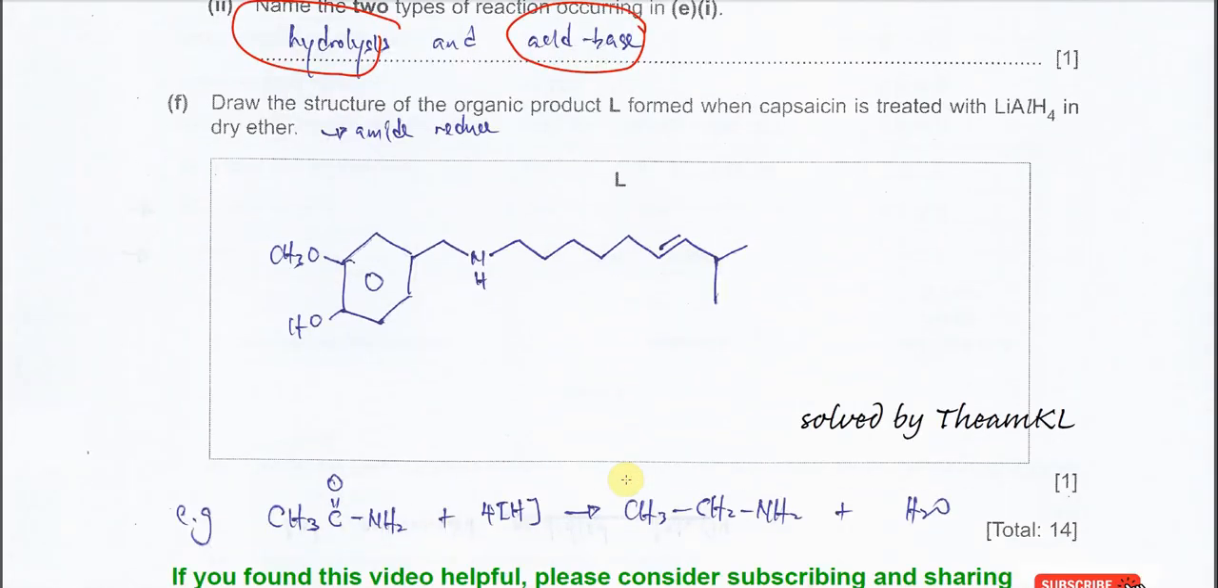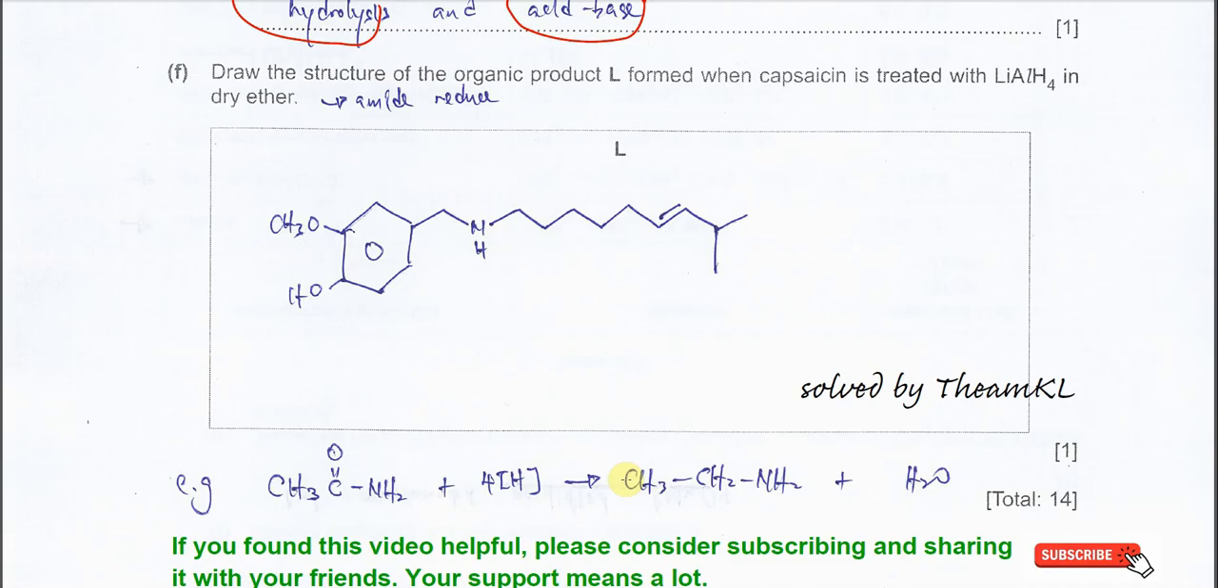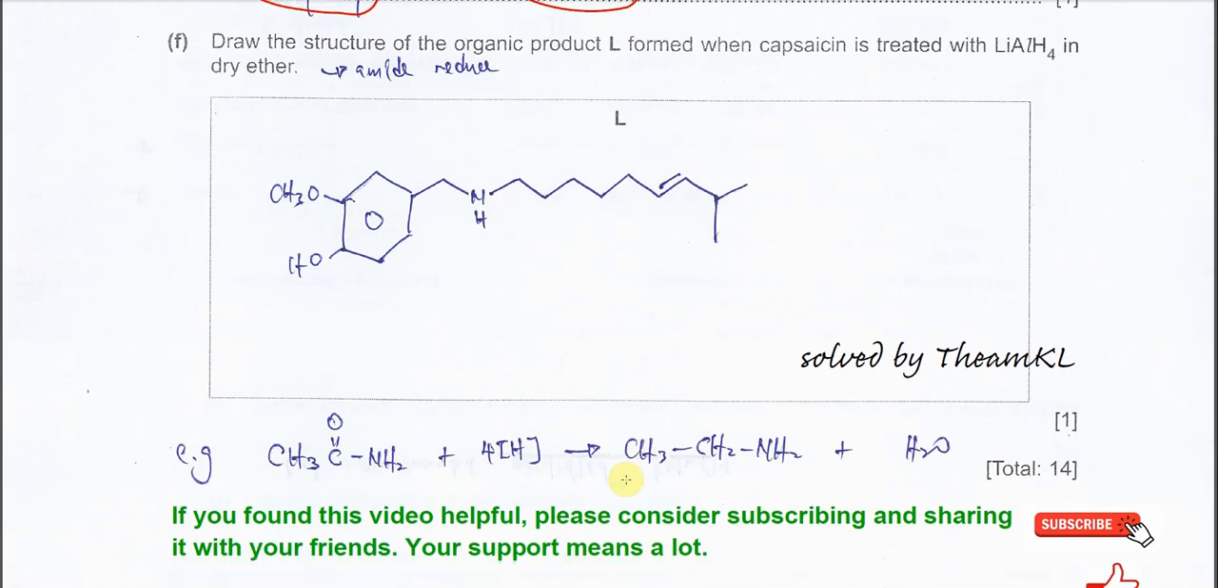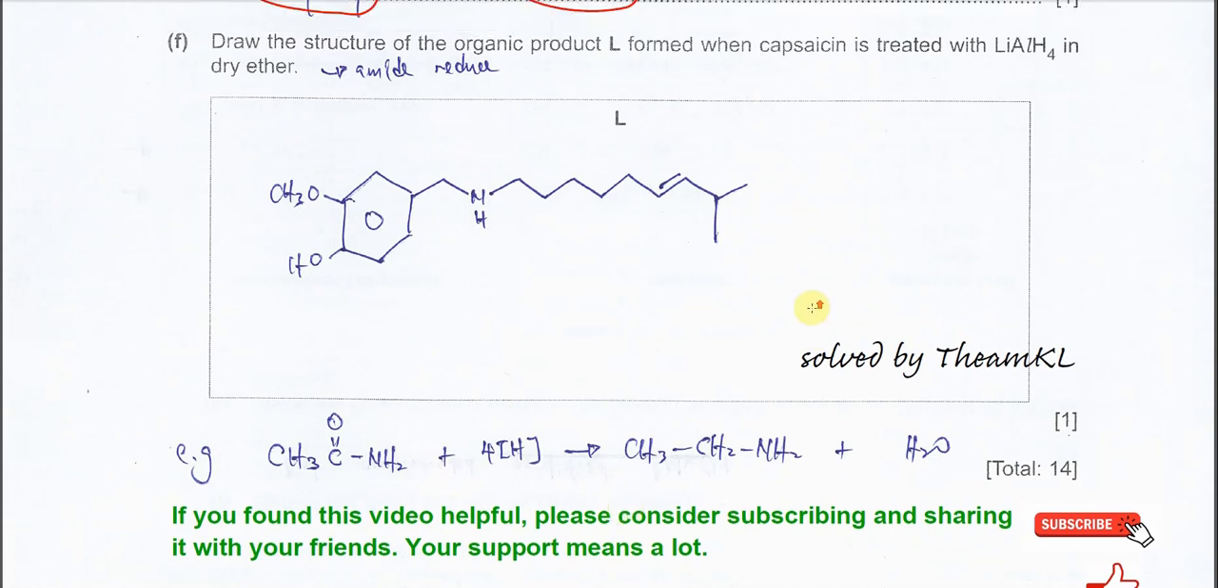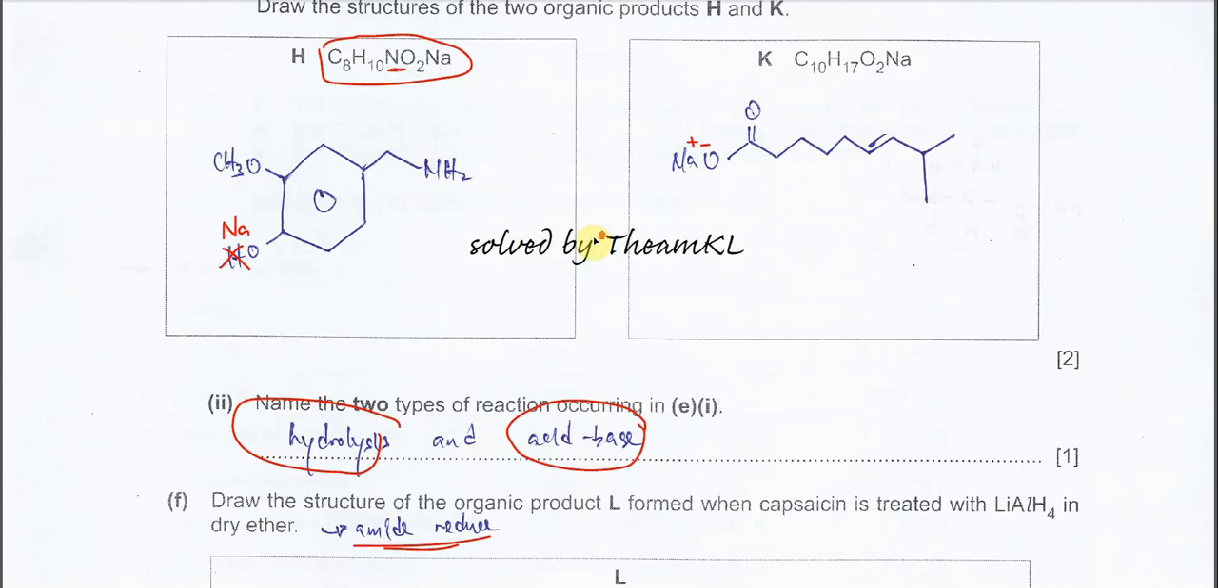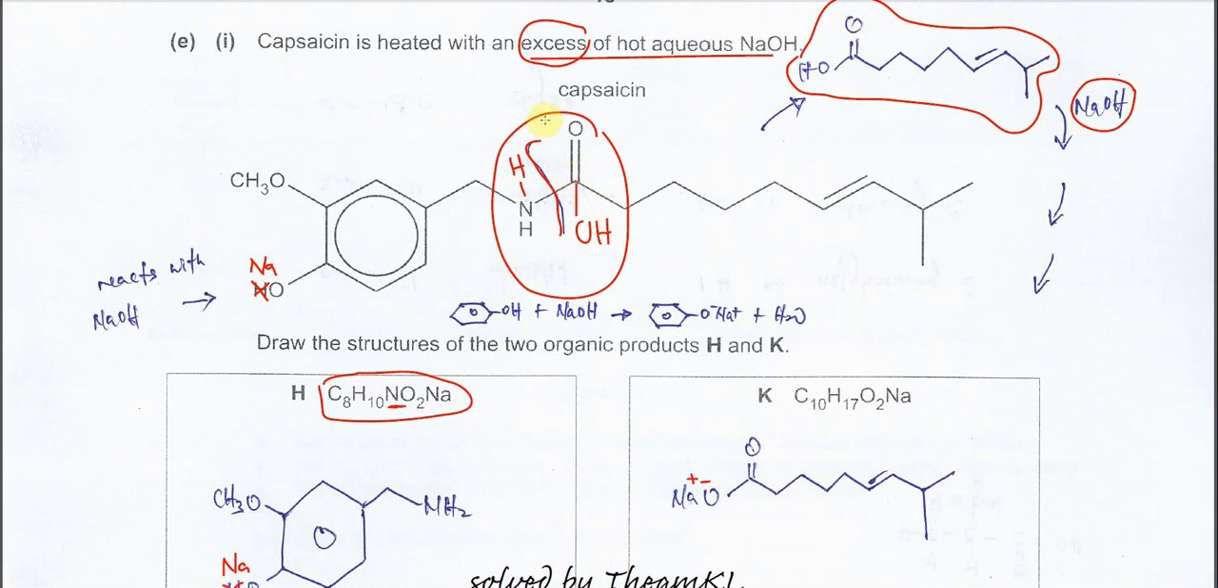Okay, part F. Draw the structure of the organic product L formed when capsaicin is treated with lithium aluminum hydride in dry ether. So this one you have to understand: when we use lithium aluminum hydride, it can reduce the amide. Means the lithium aluminum hydride will react.